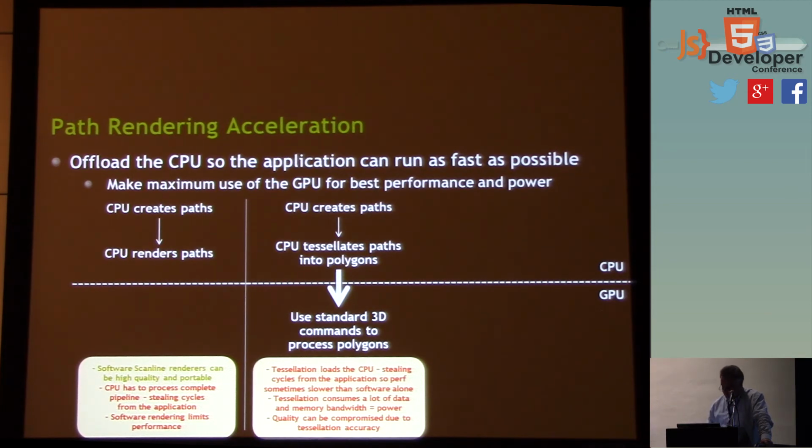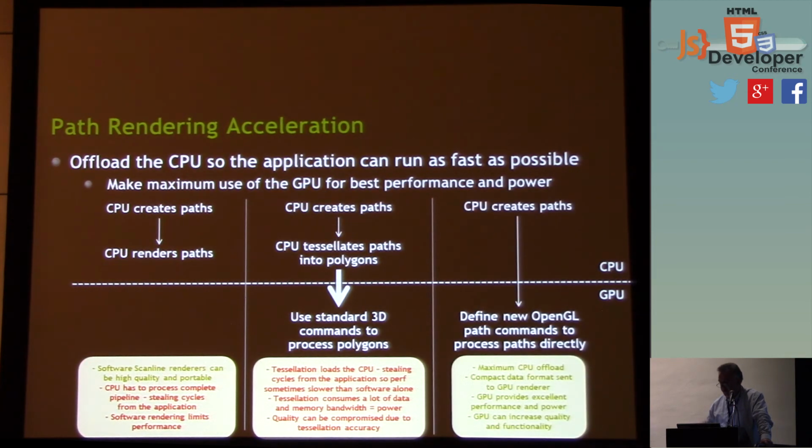The tessellation costs you some quality, and there's still a lot of data to shovel between the CPU and the GPU. So we've ended up in a place where we've created a path definition. We can take a Bezier curve, create a path definition that we can pass directly, very compactly, to the GPU, and the GPU will be able to render that path entirely on the GPU with no further interaction required on the CPU. So we're at total offload and very minimum bandwidth between CPU and GPU.